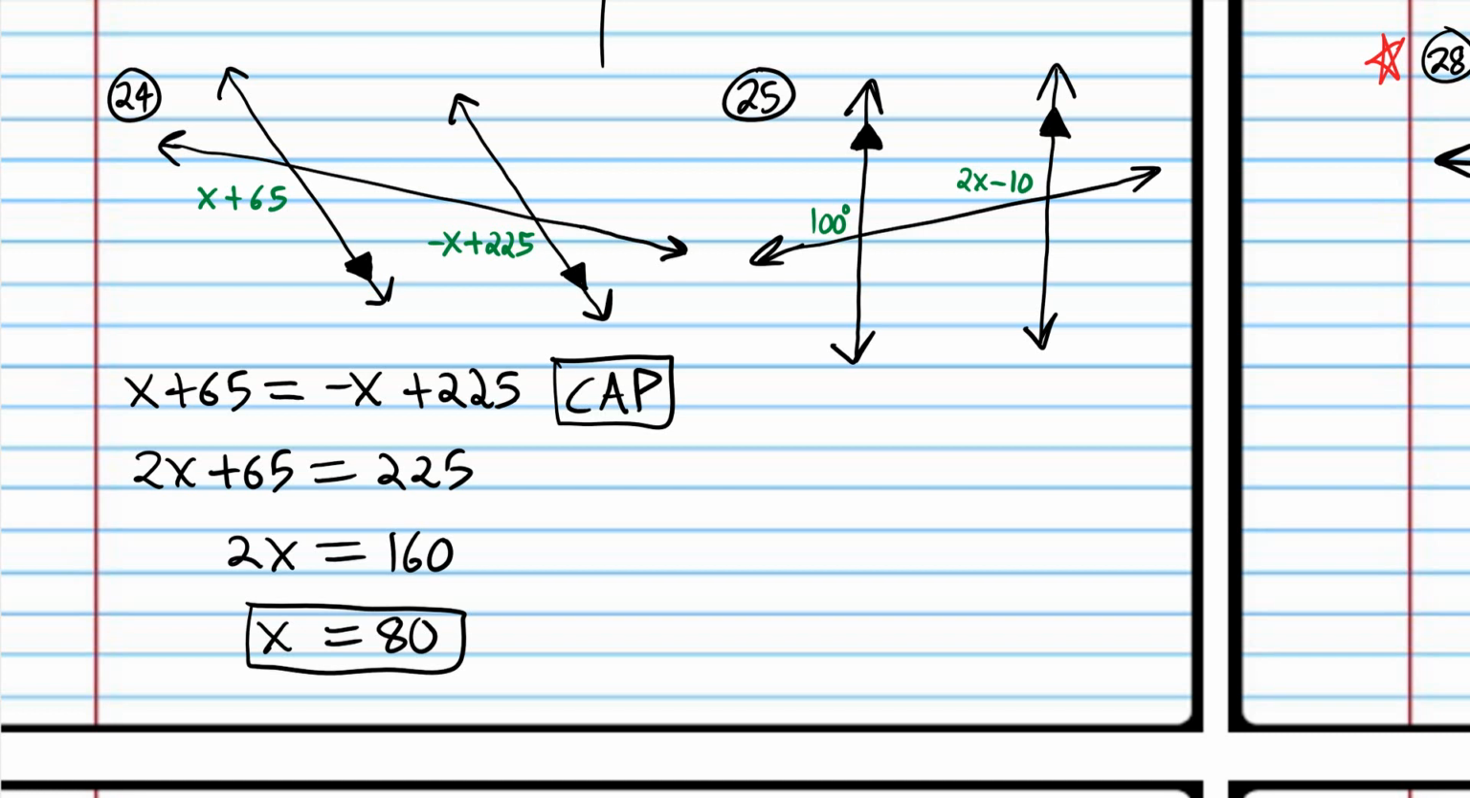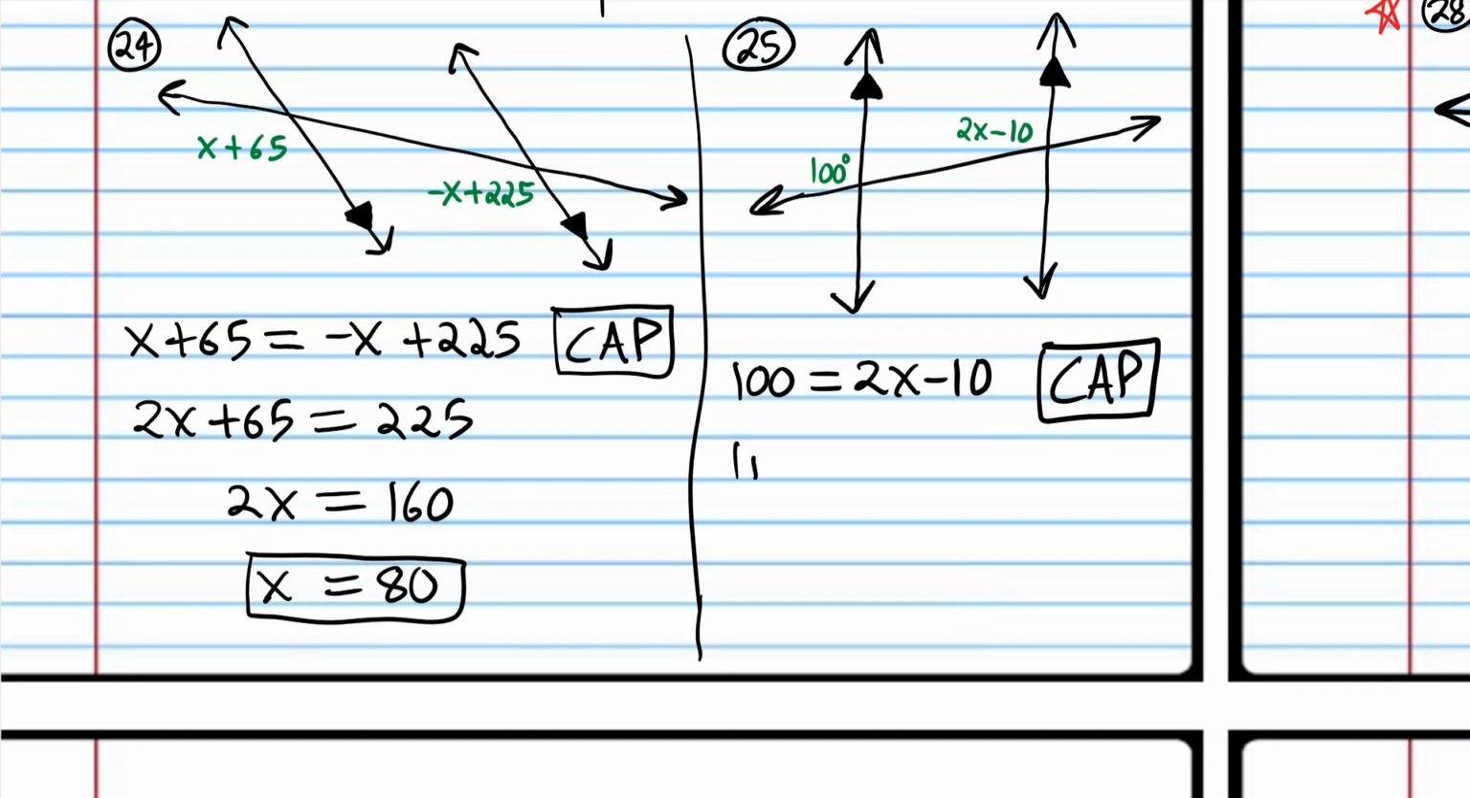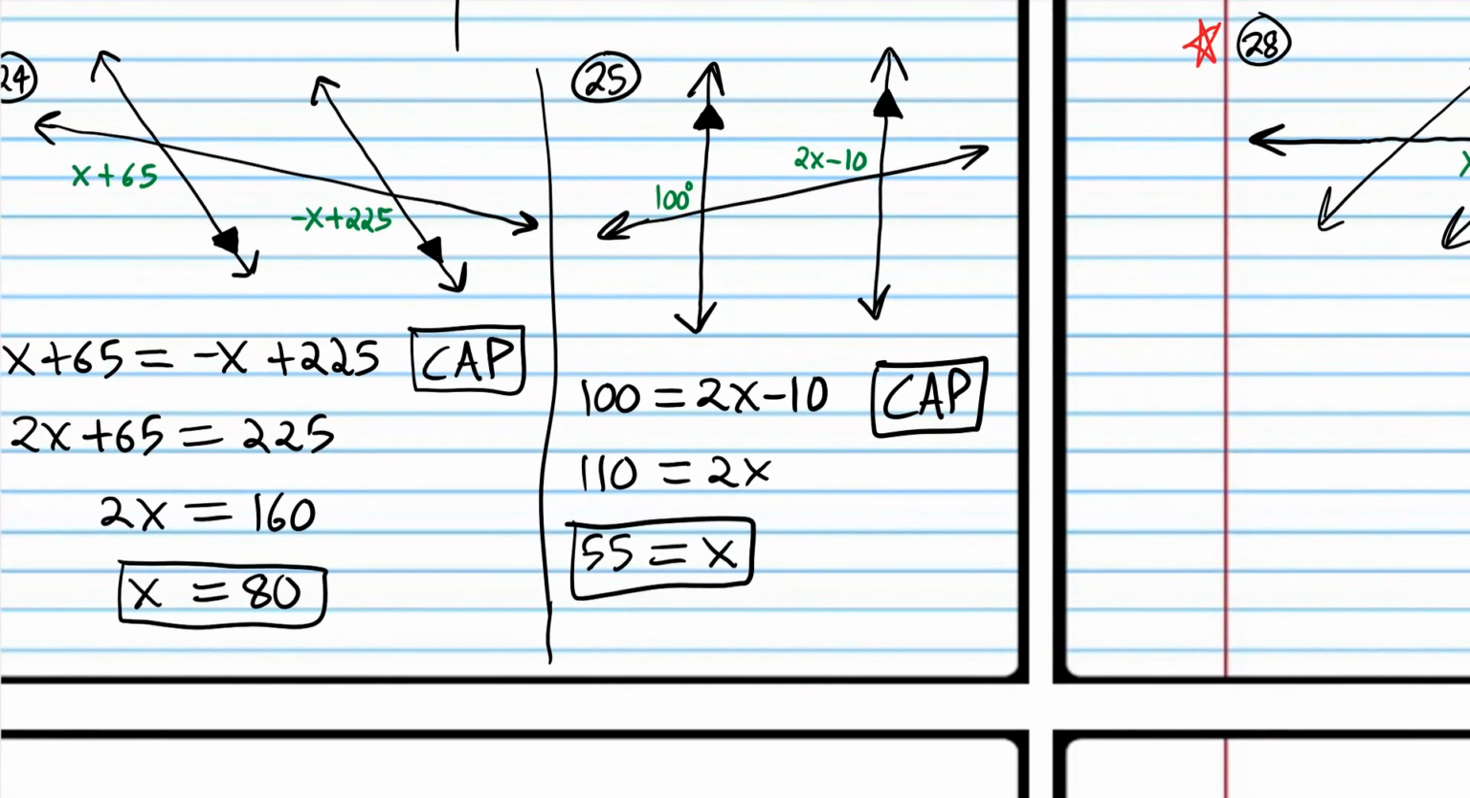All right, we're back. So I know that 100 degrees must be equal to 2x minus 10 because these are corresponding angles. They're upper left and upper left. And again, this only works if these two lines are parallel. The corresponding angles postulate doesn't work unless the lines are parallel. So anyway, that's CAP, corresponding angles postulate. Add 10 to both sides, divide both sides by 2, and x is equal to 55. So if you got 55 and the corresponding angles postulate, good job.